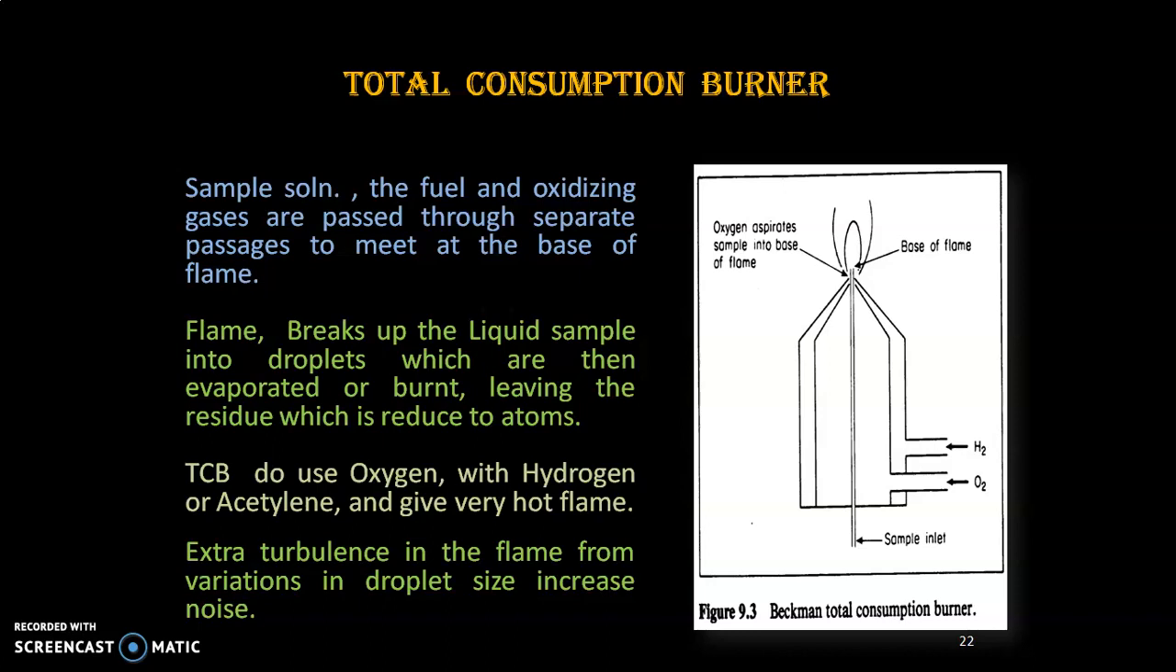The sample solution, the fuel and oxidizing gases are passed through separate passages to meet at the base of the flame. The flame breaks up the liquid sample into droplets which are then evaporated or burned, leaving the residue which is reduced to atoms. Total consumption burners use oxygen with hydrogen or acetylene and give a very hot flame. Extra turbulence in the flame from variation in droplet size increases noise.